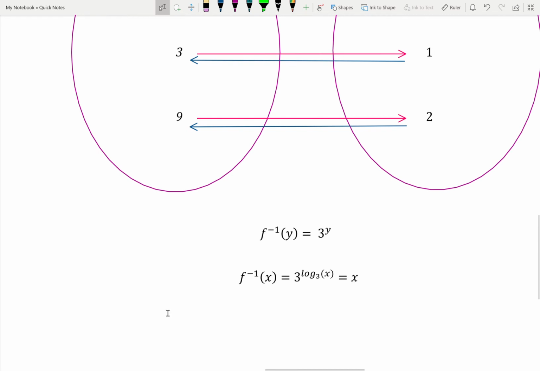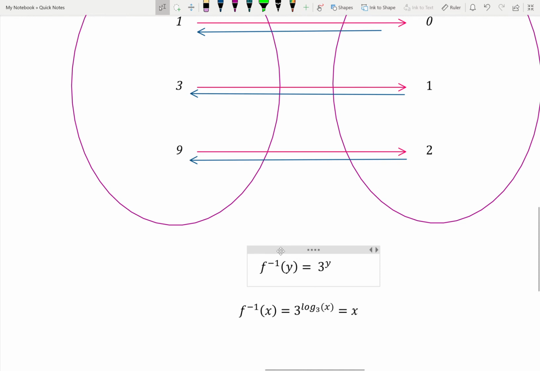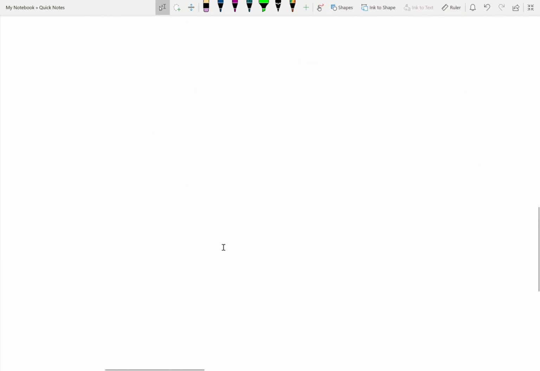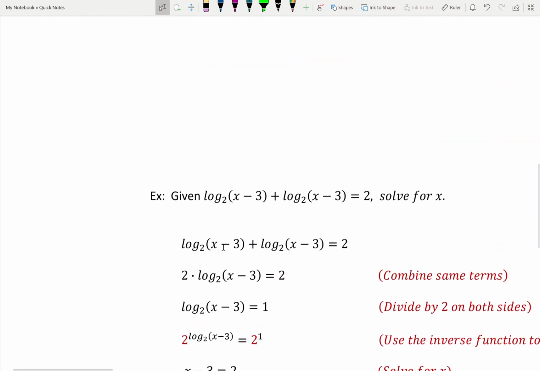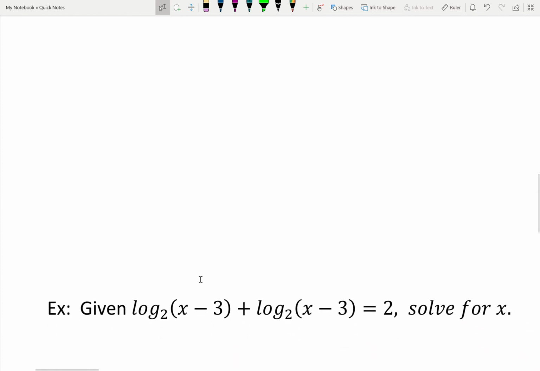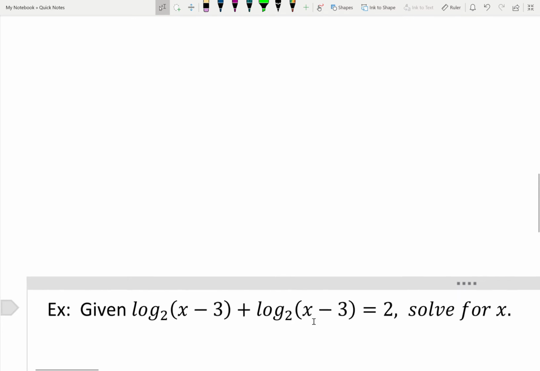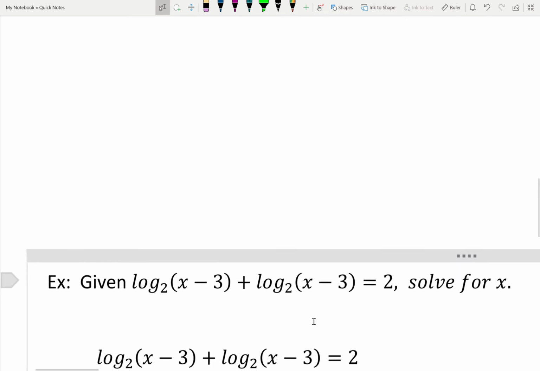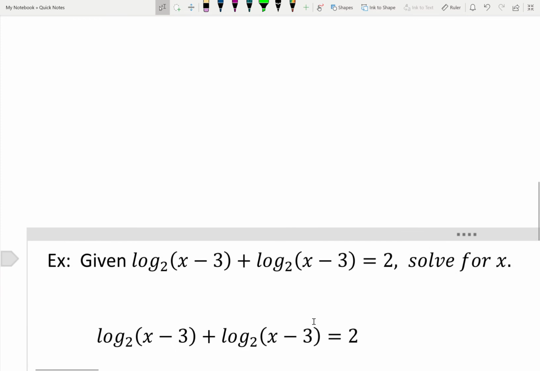It's good to know how these two are all kind of intertwined with each other, but let's take an example real quick. Given log base 2 of x minus 3 plus log base 2 of x minus 3 equaling 2, solve for x. Okay, so the first thing you should probably notice right off the bat is this.